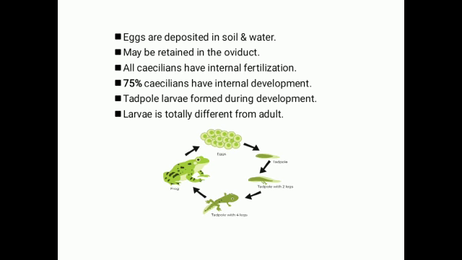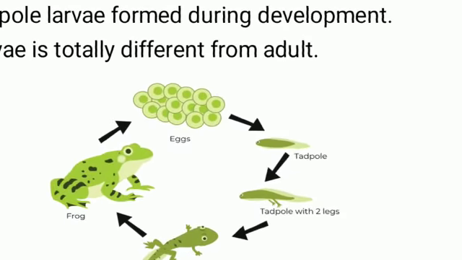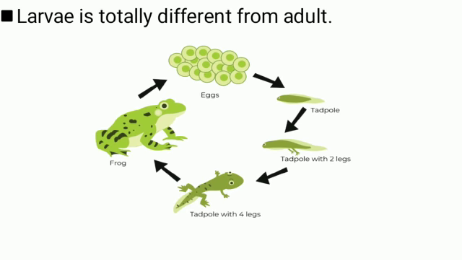A tadpole larva forms during development. The larva is totally different from the adult. Look at this simple cycle in which eggs are laid by the frog and then a tadpole forms, and then a tadpole with 2 legs, 4 legs, and the metamorphosis. After metamorphosis, the tadpole is converted into an adult. And there are some changes in which the caudal fin and gills are lost, and the adult is formed.